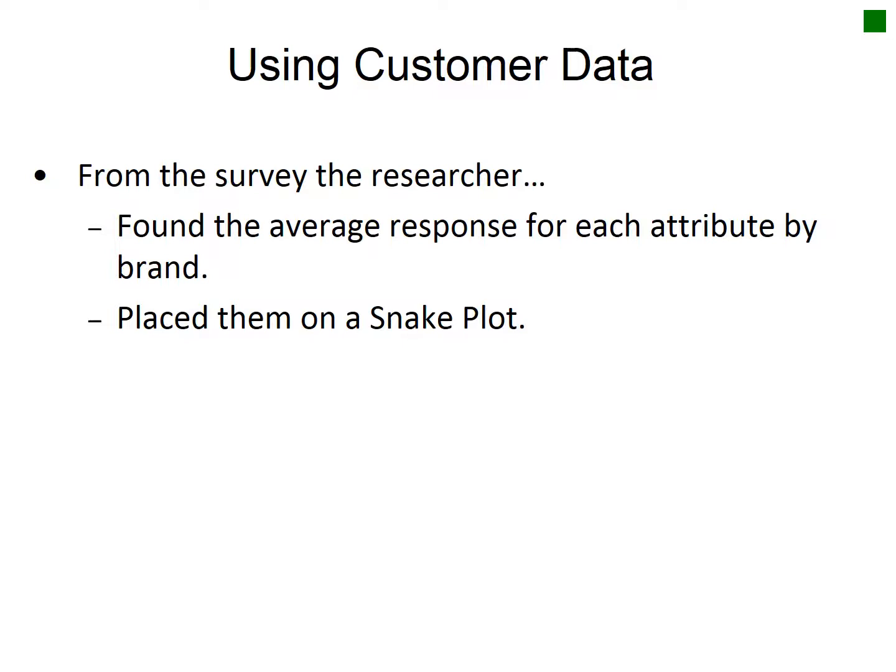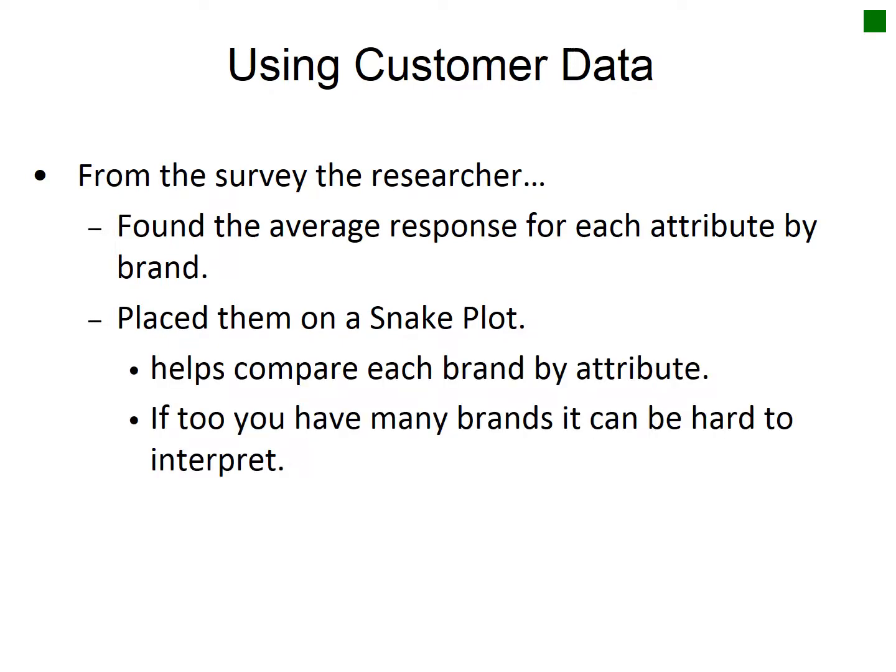Then we can use a technique called a snake plot to help us begin to identify trends in the data and trends in the questions by brand specifically. The snake plot helps us compare the brands identified in the survey by each attribute. However, there are some caveats to this. If we have a lot of brands, the snake plot tends to be rather difficult to interpret.